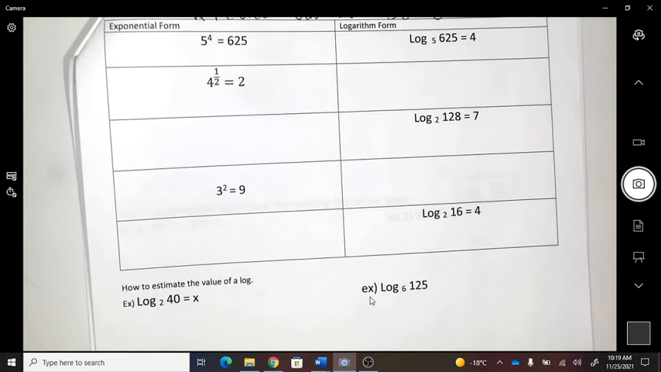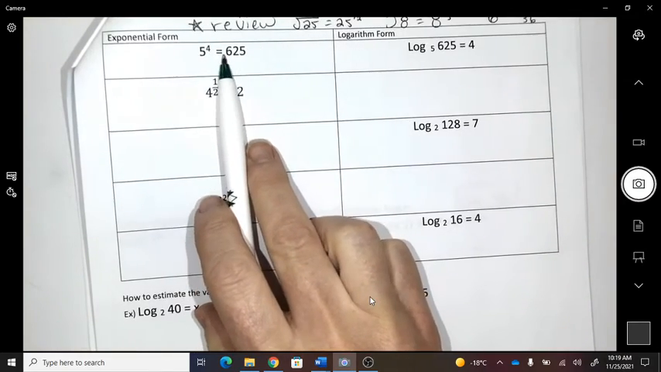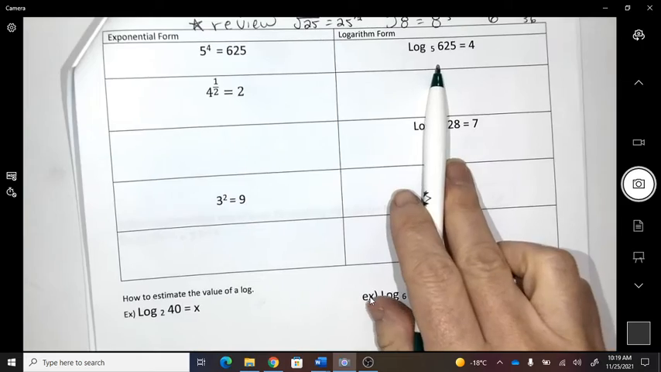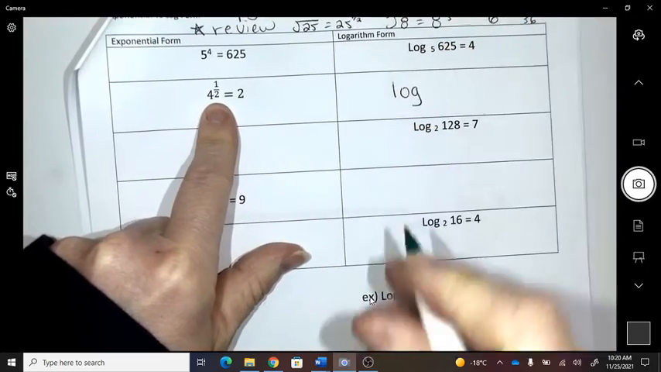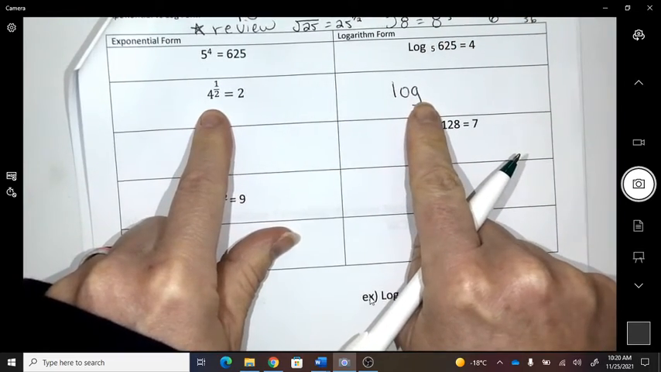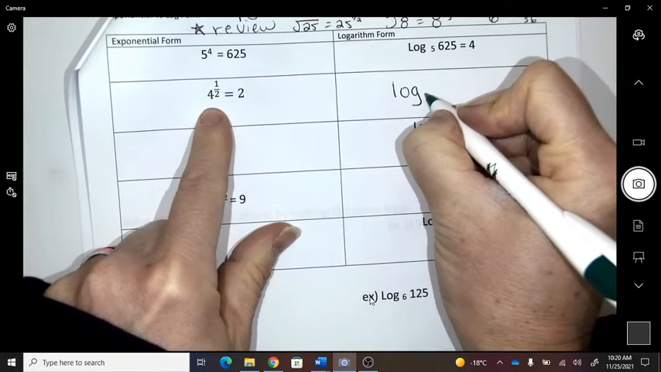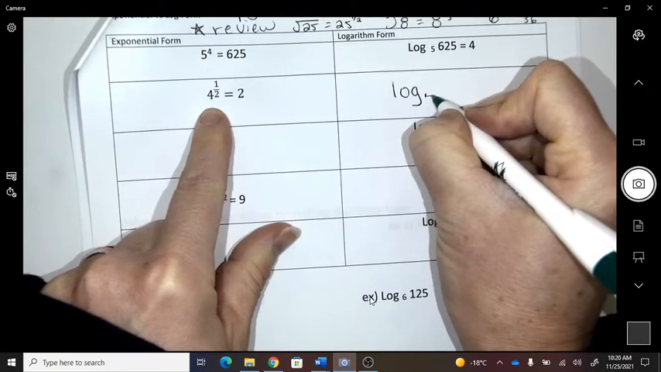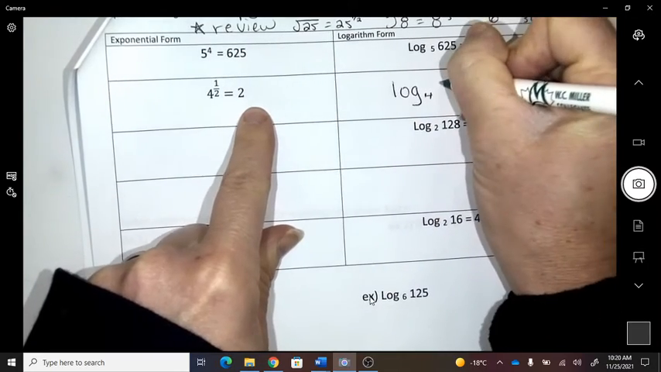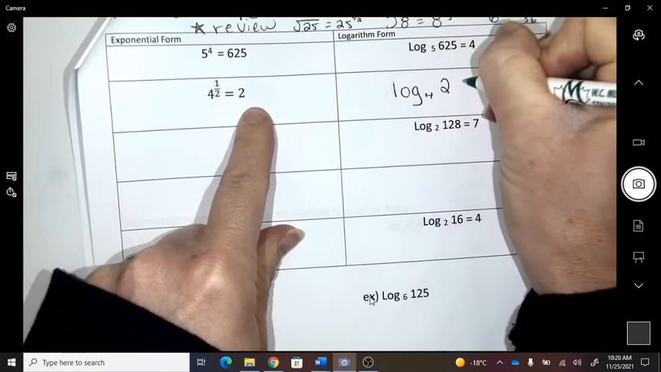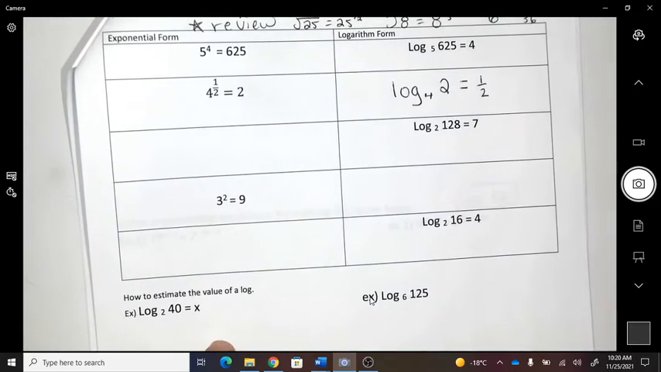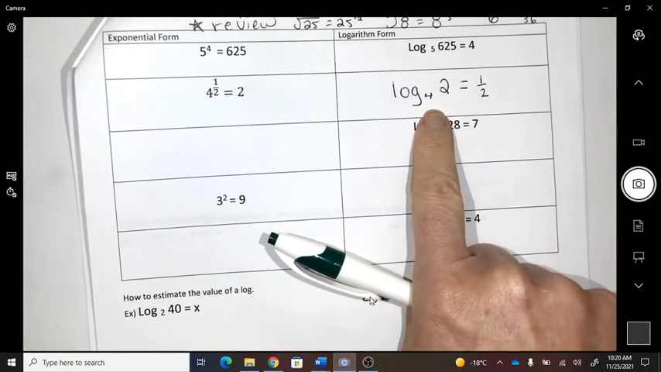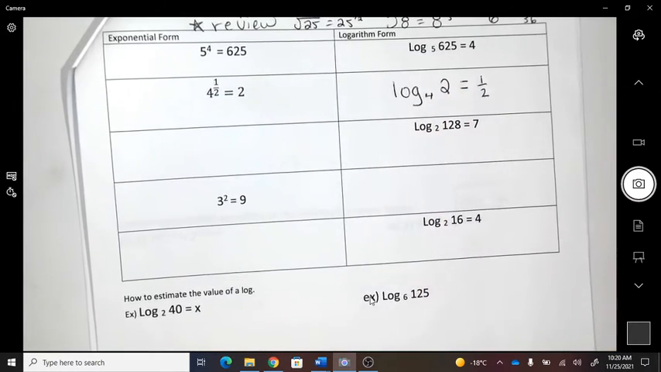Okay, so we talked about the forms. So this is an exponential form, 5 to the 4th equals that. So if I changed it around, it would look like that. Okay, ready? This exponential is going to be log. What do we put as the little thing? The base. So 4 is the base. The result was 2, and it equals the exponent. The base is down there. This is the result, and the output is the exponent.